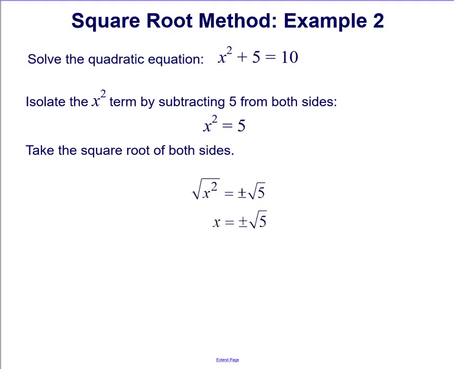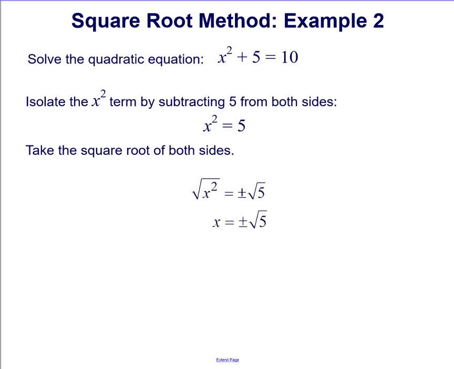Example number 2. We want to solve the quadratic equation x squared plus 5 is equal to 10. So our first step would be to isolate the x squared term by subtracting 5 from both sides. That gives us a new equation, x squared is equal to 5. Our next step would be to take the square root of both sides. So I take the square root of x squared, and those are inverse operations. Some people say they cancel. The square root of x squared is equal to x.